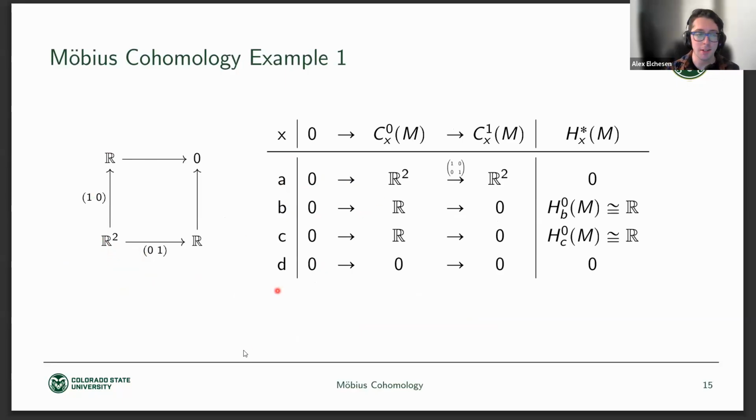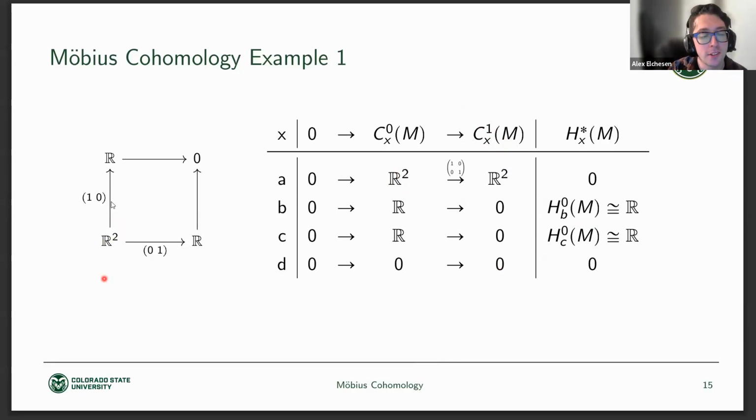So chains of length 0 starting at A. There's only one chain of length 0 starting at A, and it's just A itself. And then you evaluate that chain at the top element, which is just A. So we get a copy of R2. That's this copy of R2 right here. Okay, and then we look at chains of length 1. So we're going to look at chains of length 1 that start at A.